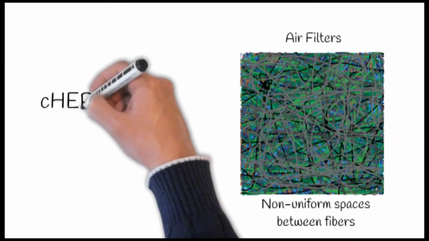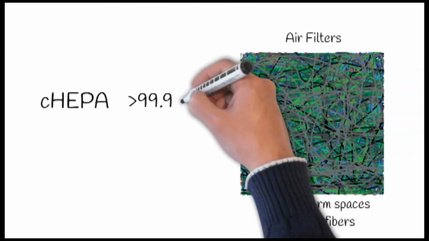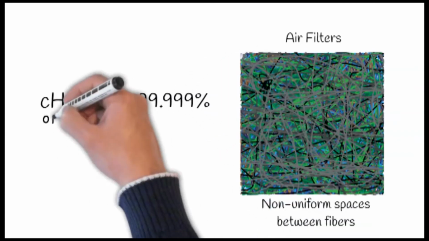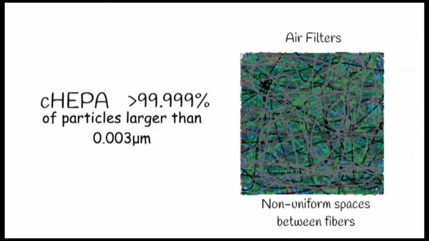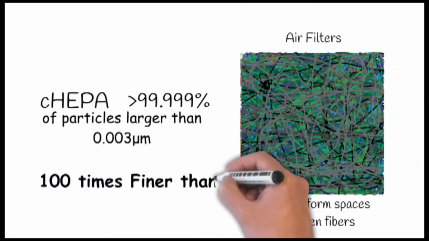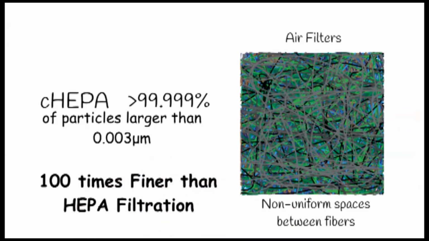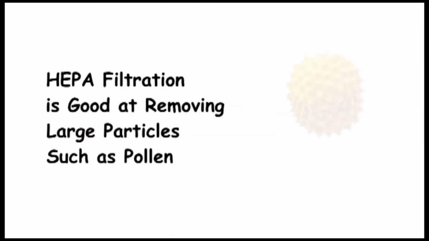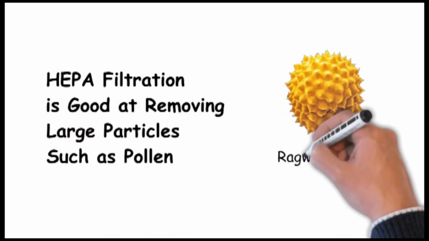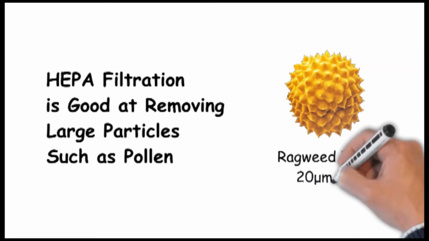The CHEPA filter is able to capture more than 99.999% of particles larger than 0.003 microns. That's 100 times finer than HEPA filtration. HEPA filtration is good at removing large particles, such as pollen, from the air. For example, ragweed pollen is about 20 microns in diameter.